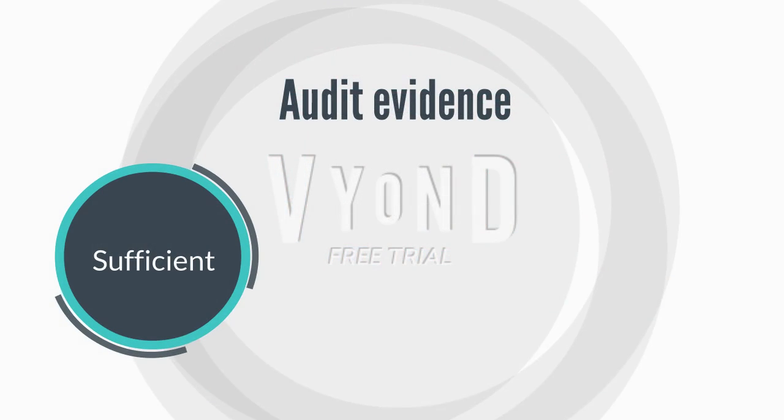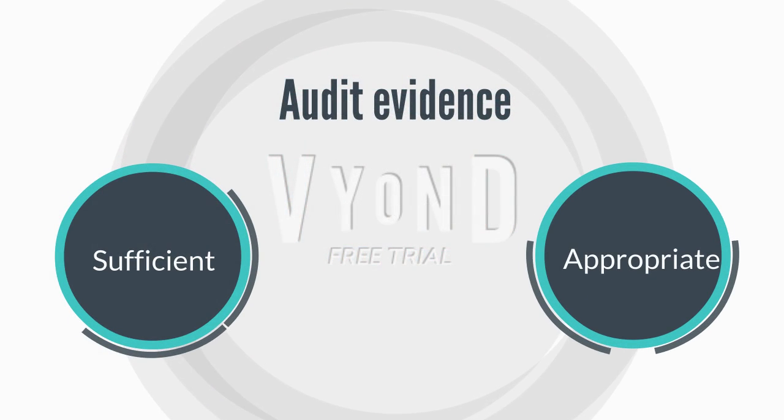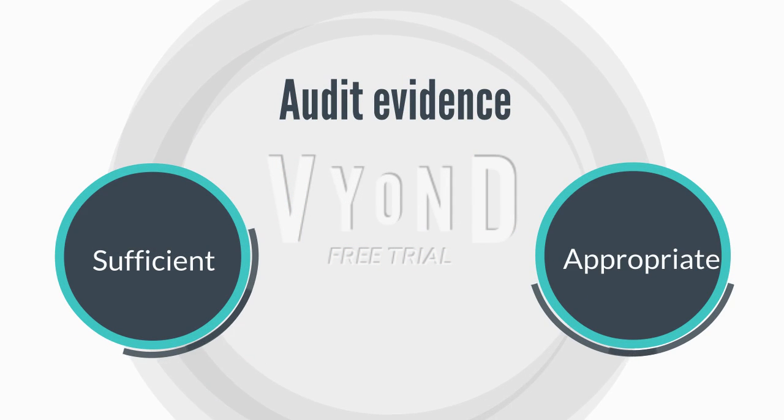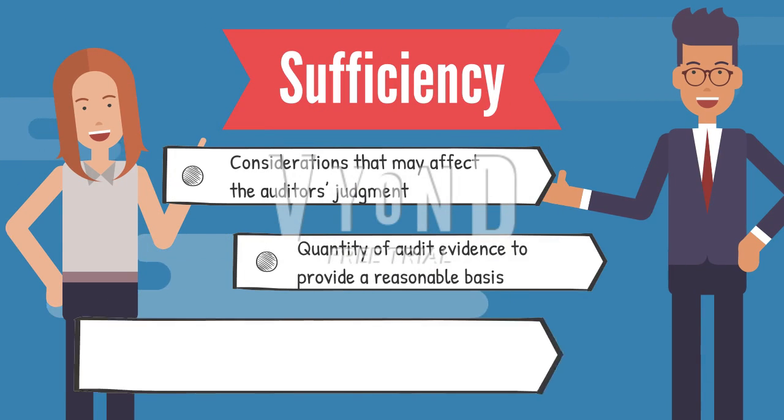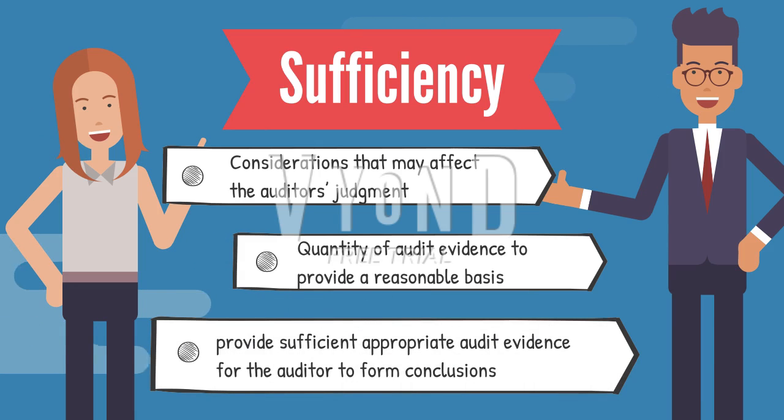2 types of audit evidence: sufficient and appropriate evidence. Sufficiency considerations that may affect the auditor's judgment as to the sufficiency of evidence include materiality, risk, economic factors, and the size and characteristics of the population, to give a reasonable basis for an opinion on the financial report.